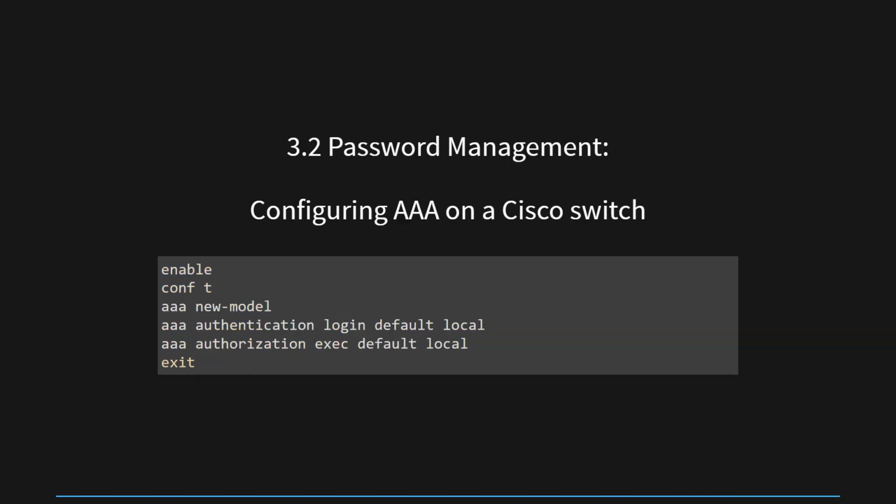Effective password management is paramount in network security to thwart unauthorized access to devices. Cisco devices provide robust support for AAA, authentication, authorization, and accounting, to implement user authentication and authorization policies. In the practical example of configuring AAA on a Cisco switch, the network administrator enters privileged mode with the enable command and then enters the configuration mode with conf t. They enable AAA globally with the command aaa new-model.